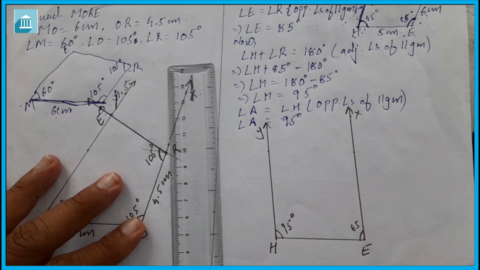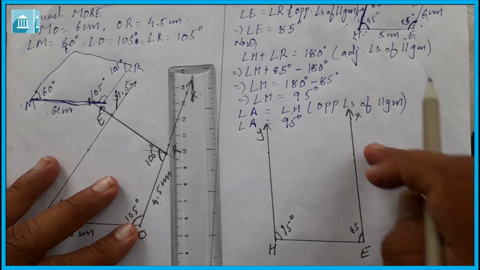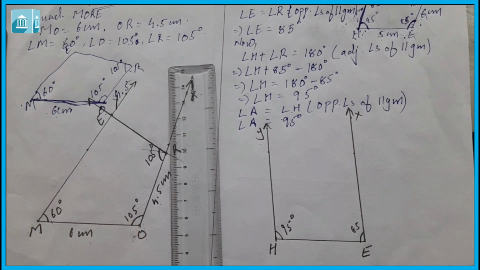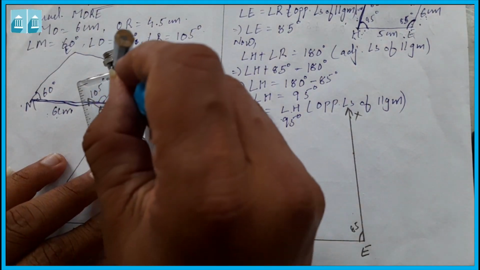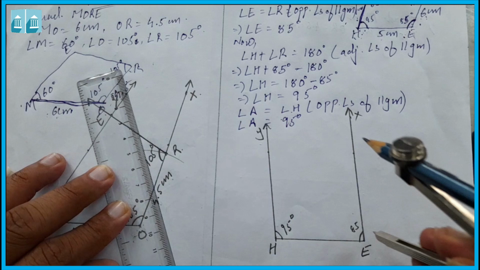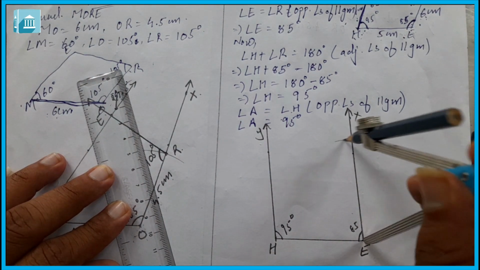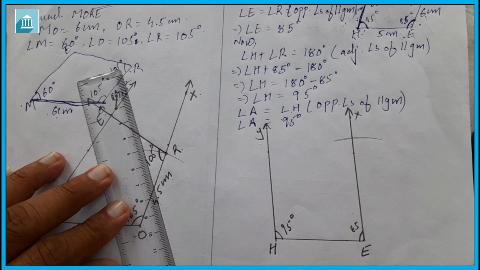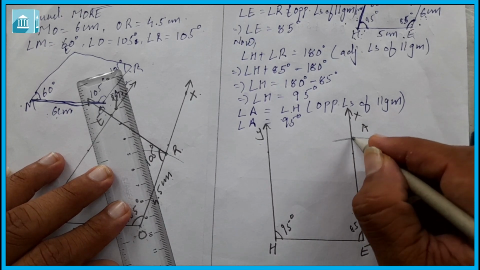These two we had done. Now one more thing is given, that is EA is equal to 6 centimeter. So with center E and radius 6 centimeter, we can draw one arc like this, which we can write here, it is our A.